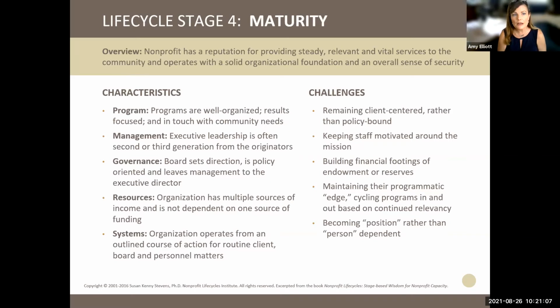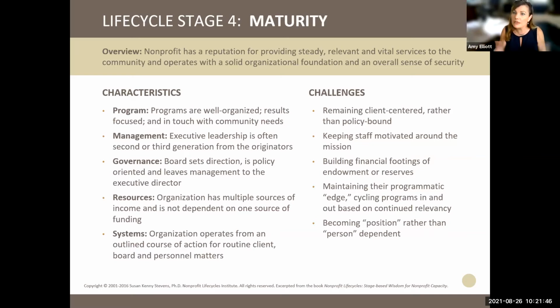All right. Overview. In the maturity stage, a nonprofit has a reputation for providing steady, relevant, vital services to its community. And it operates with a solid organizational foundation and an overall sense of security. We're going to be here tomorrow. We're going to keep doing this work. So a reputation, people know about your organization, probably even the go-to, that when somebody says, oh, I've got this kid that needs, we go, I know exactly who to call. And we pick up the phone and call you.